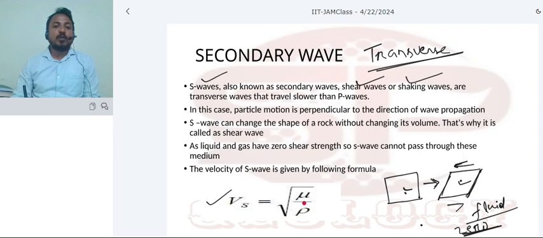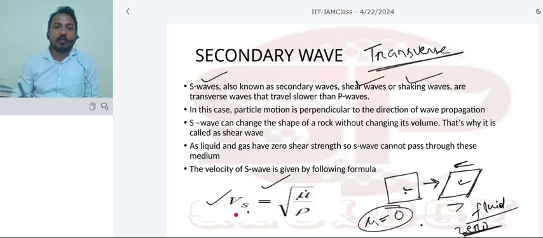Velocity of S wave is equal to root of mu by rho. So if mu is 0, velocity will be 0. So what is mu of fluid? Shear modulus is 0. So that's why the velocity of S wave is 0 in fluid, gas and liquid. This is the formula. Now the numerical, you will remember.